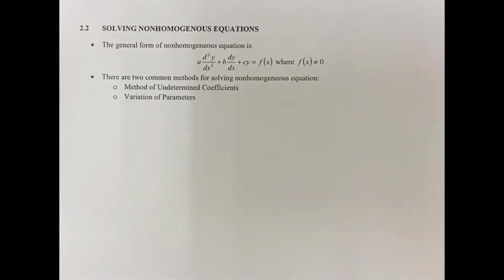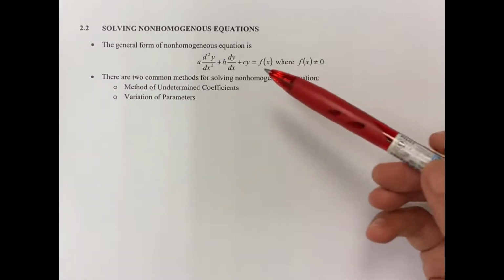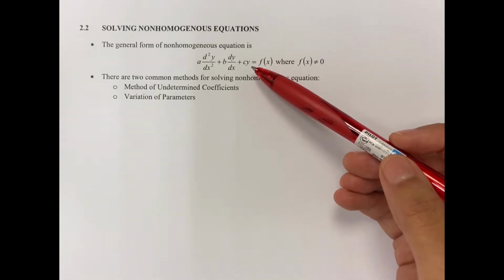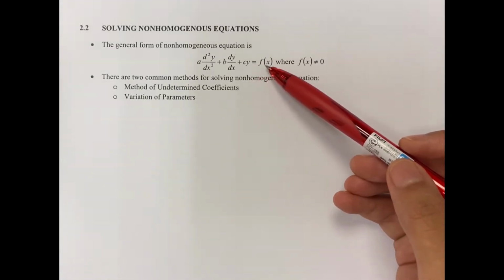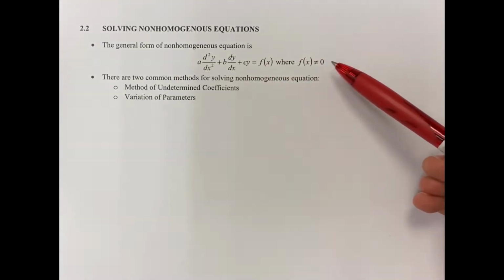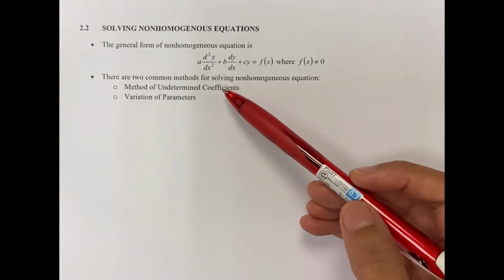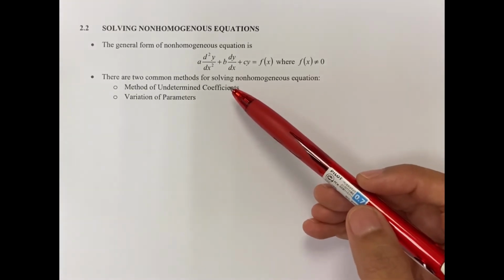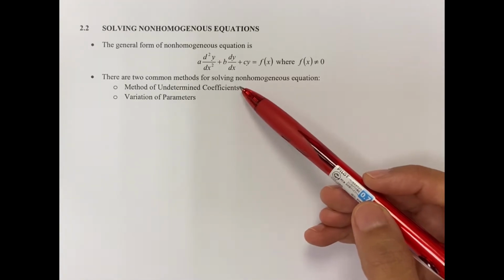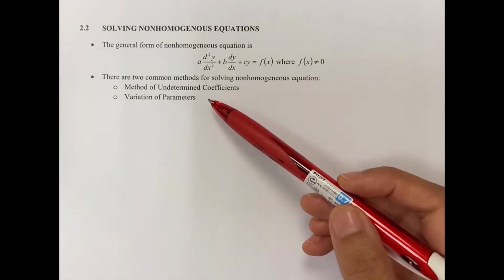Subtopic 2.2, solving non-homogeneous equations. The general form is a d square y over dx square plus b dy over dx plus cy equal to f(x), and f(x) must not equal 0. Basically there are two common methods for solving this non-homogeneous equation. The first one is the method of undetermined coefficients, and the second one is the method of variations of parameters.